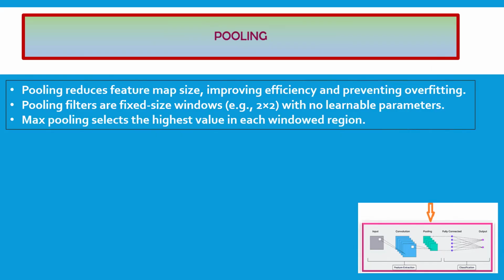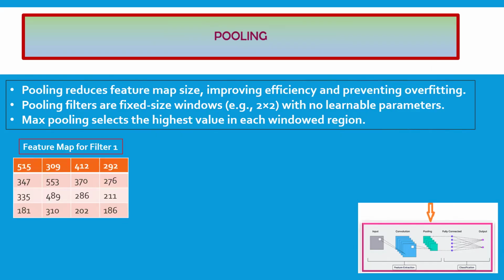There are different types of pooling operations available. The pooling can be max pooling, which takes the maximum value from the window, or it can be minimum pooling that takes the minimum value, or average pooling, which computes the average of the values in the window. In this example, we will consider max pooling with a filter size of 2 by 2. Let's apply this to our first feature map.